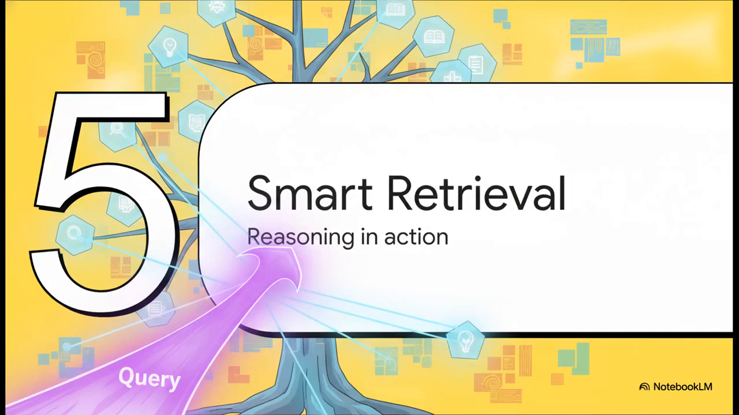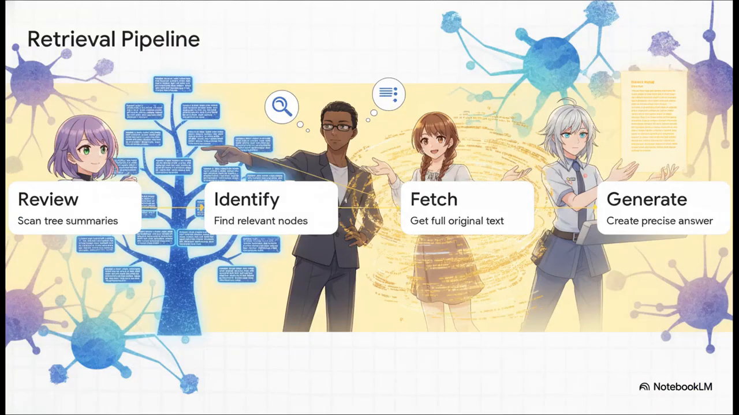Onto Section 5, Smart Retrieval in Action. Let's see how this reasoning actually answers a query. So when a user finally asks a question, here is what the new retrieval pipeline looks like. First, the LLM traverses the tree, reviewing only the high-level summaries. Again, just like you scanning a table of contents.